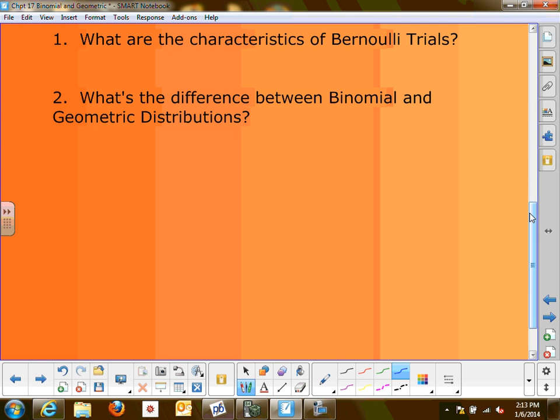So, the main goal of today is to understand the difference between binomial and geometric. And first, we need to know that you have some characteristics. This word, Bernoulli trial, is not a key vocabulary word that you need to know. Binomial is important key vocabulary, and geometric. Bernoulli isn't really, it's just what it's called. And here are the things that we are dealing with.